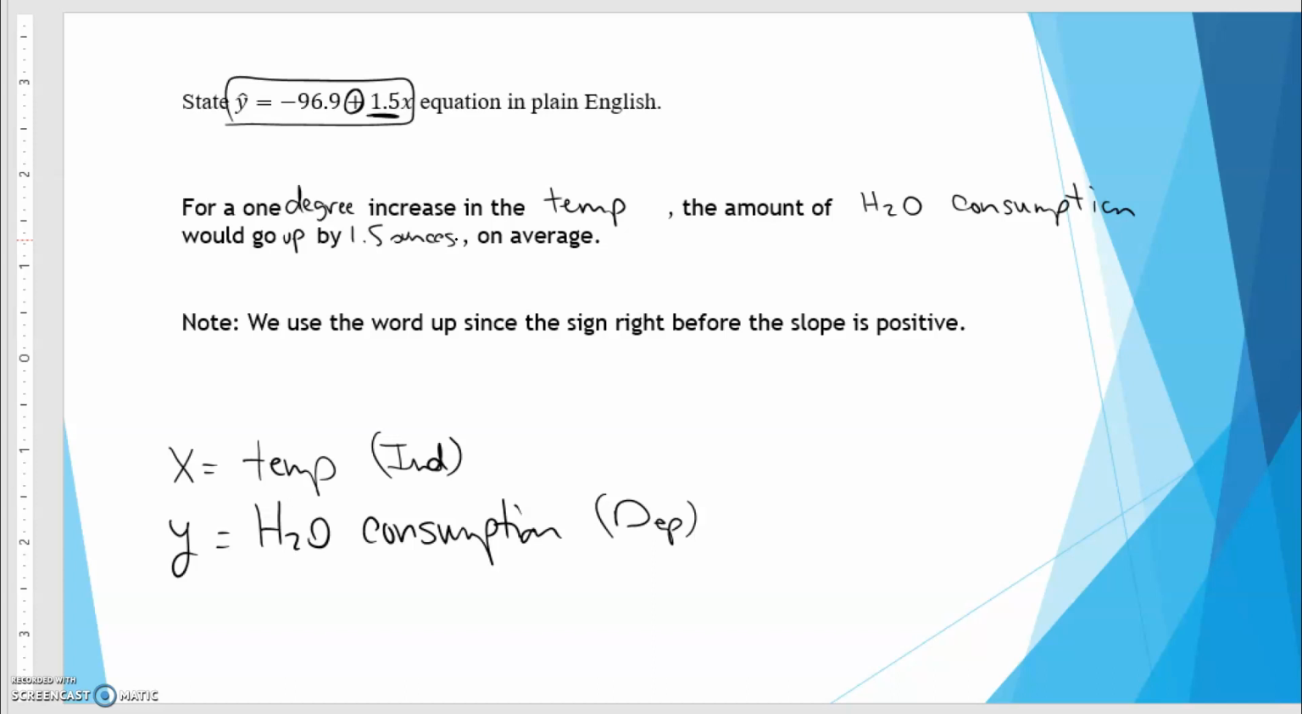And it's not going to go up 1.5 ounces exactly. It's going to go up on average, because remember, this whole thing right here is an estimate. So we can't pinpoint how much our dependent will go up or down. It's going to be on average because this is an estimate. Note, we'll use the word up since the sign right before the slope is positive. If it was negative, we would have used the word down.